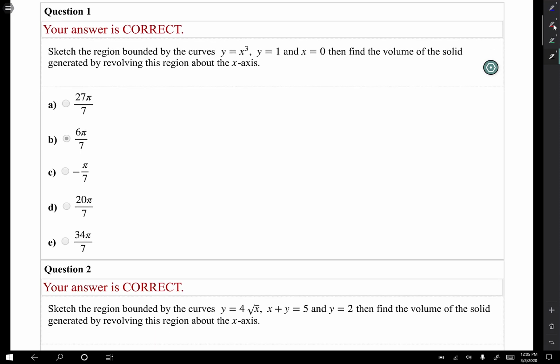So the problem says: sketch the region bounded by the curves y equals x cubed, y equals 1, and x equals 0. Then find the volume of the solid generated by revolving this region about the x-axis. So y equals x cubed.